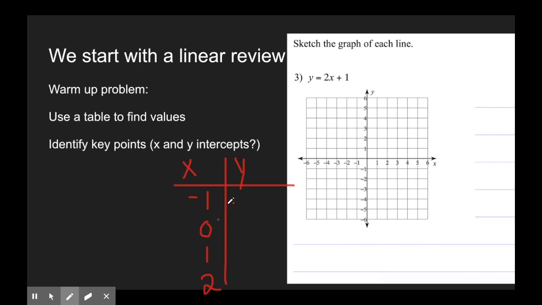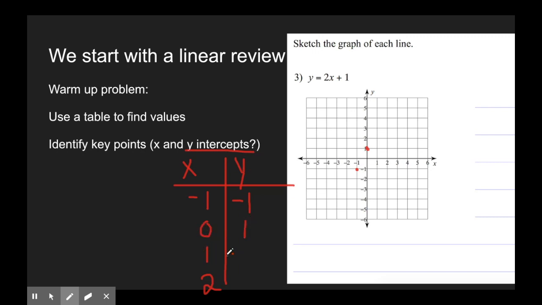So what happens if I plug in a -1? All right, I got to go up here and plug in a -1. 2 times -1 is -2. And -2 plus 1 is -1. So why don't I go ahead and mark that point? If I plug in 0, 2 times 0 is 0, plus 1 is 1. So 0, 1. Right? Now that's what I'm talking about when I say that is a special point. What's my y-intercept? Okay. 0, we already did that.